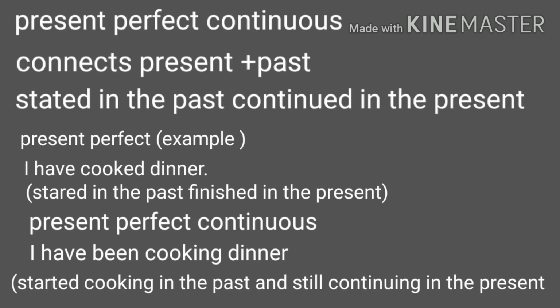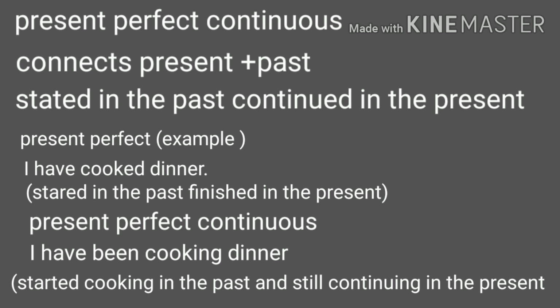Now let's move to present perfect continuous. Present perfect continuous also connects present plus past. However, the difference between present perfect and present perfect continuous is that in present perfect the work began in the past and finished in the present, but here it continues in the present also. It started in the past, continued in the present. Some examples are given here.